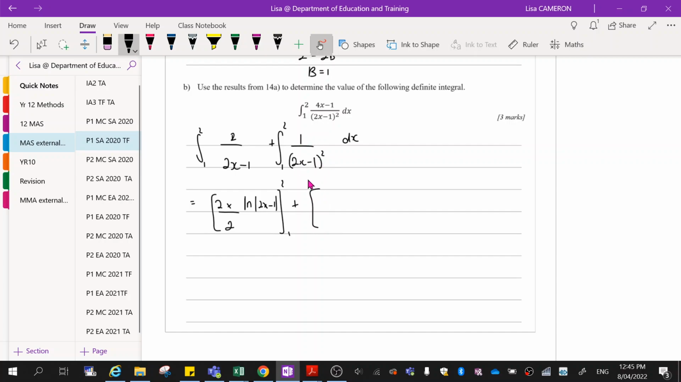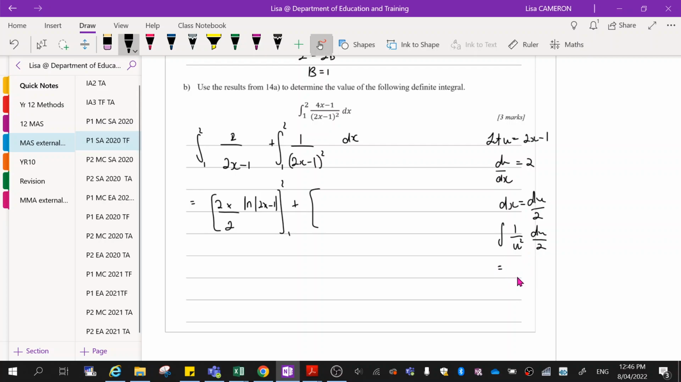Now, we remember reverse chain rule from methods. You could apply that here, or you could use linear substitution. So I'm going to let u equal 2x minus 1, so that du over dx is equal to 2, so that dx is equal to du over 2. Okay, and now I'm going to substitute everything back into my expression. So it'll be integrating 1 over u² du over 2.